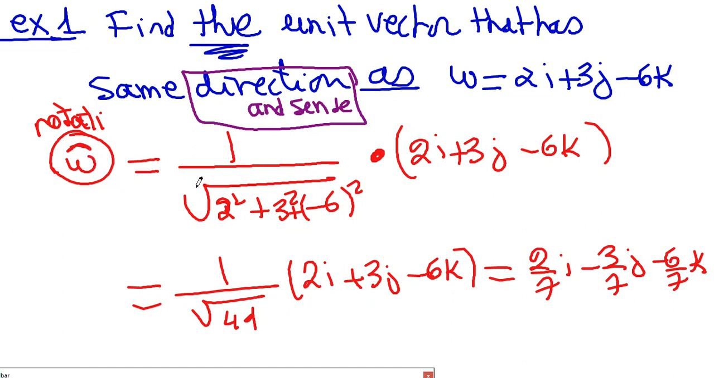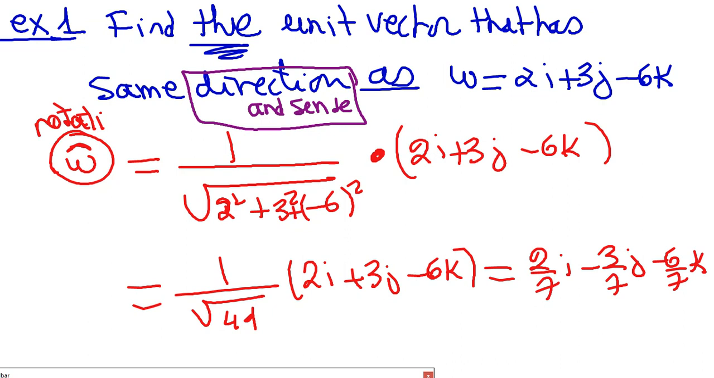It's 1 over the magnitude. So it's 1 over radical 2 squared plus 3 squared plus (-6) squared, times the vector 2i + 3j - 6k. So the magnitude will be 1 over radical 49, which means 1 over 7. And then I multiply it, so it will be 2/7 i + 3/7 j - 6/7 k.